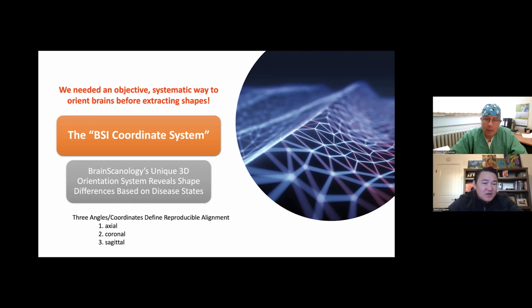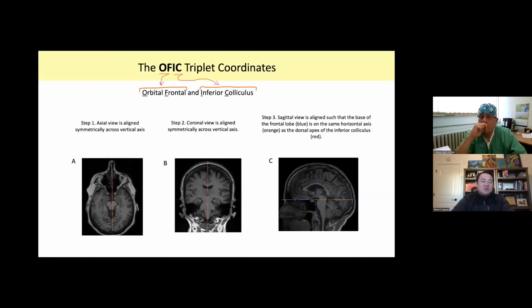And so in order to objectively measure shapes, we had to derive a coordinate system where anybody can follow and orient their data in the same way to extract the same data. And we call this the BSI coordinate system. And it's quite simple in that you align the brain in 3 views, right?